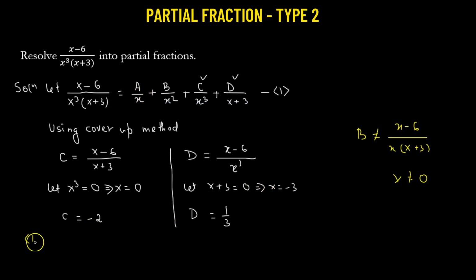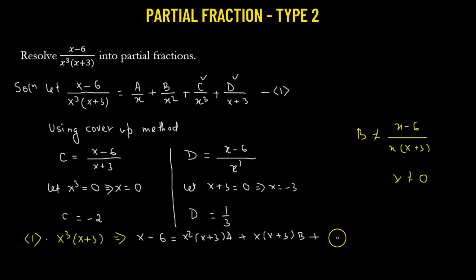Now how to find out their values? All we have to do is consider equation 1 and multiply it with the denominator, which is x cubed times x plus 3. So on the left hand side, we are left with x minus 6. On the right hand side, we have x squared multiplied to x plus 3 times a. The second term is going to be x times x plus 3, multiplied by b. Then our third term is going to be x plus 3 times c. The final term is going to be x cubed times d. Now let's label this as equation number 2.